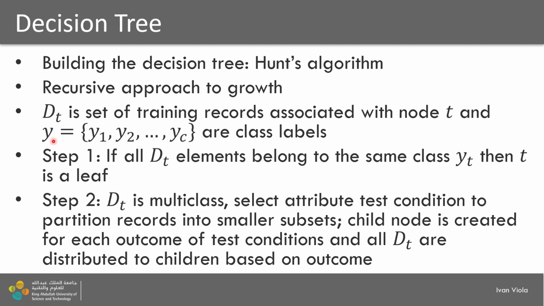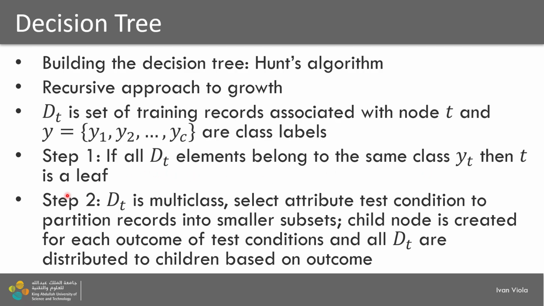In case Dt has only one class, yt, so not many as indicated here, but just one, then the node t should be a leaf because we already have a set of records which just have one class. Therefore, based on the training process, if we reach this node, it should be decided that the new record will obtain the value of the class, which should be yt.